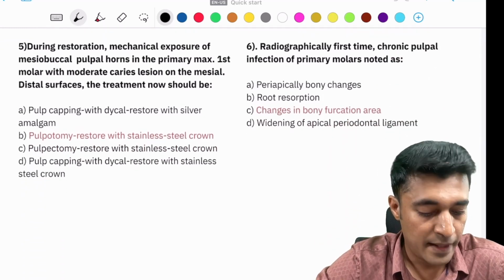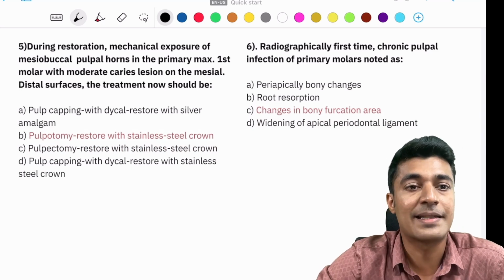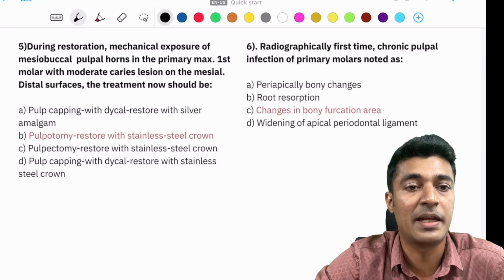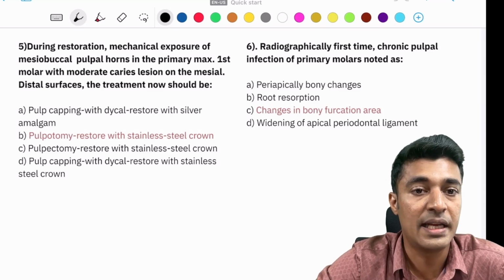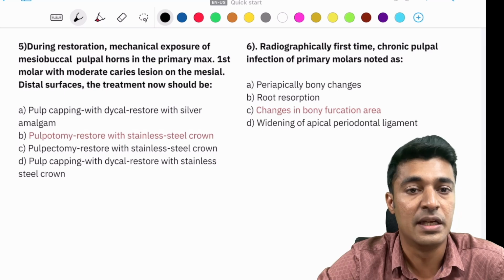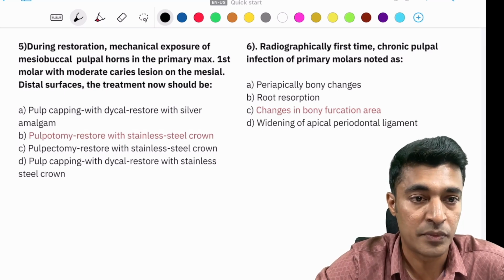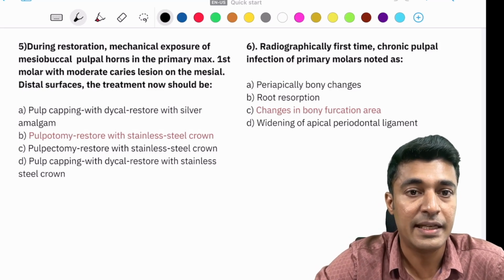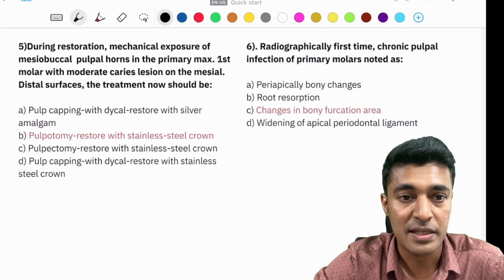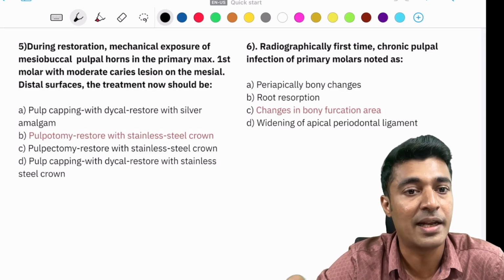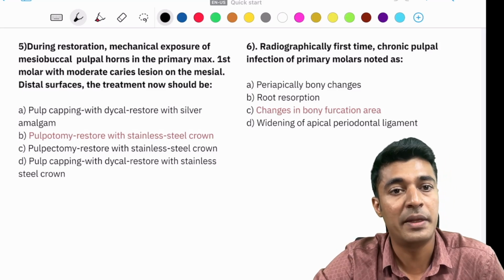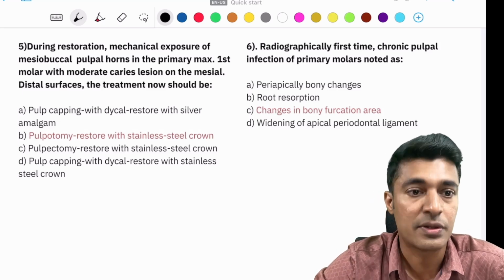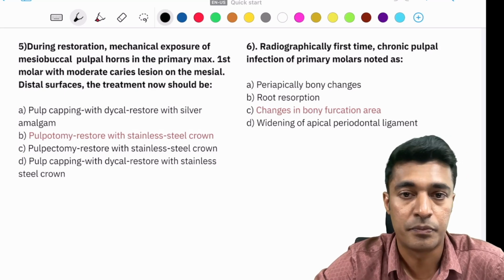Question number 5. During restoration, mechanical exposure of mesiobuccal pulp horns in the primary first molar with moderate carious lesion on the mesial distal surface, the treatment should be what? So when there's mechanical exposure during restoration, the ideal procedure is to do pulpotomy so that the remaining radicular tissue can remain vital. You do a pulpotomy and you put a stainless steel crown. So the answer for that is 5B.